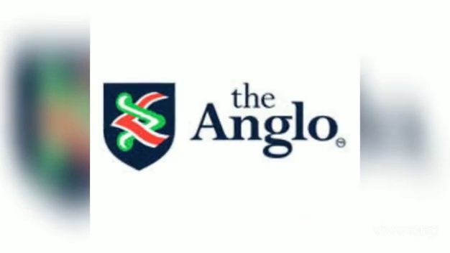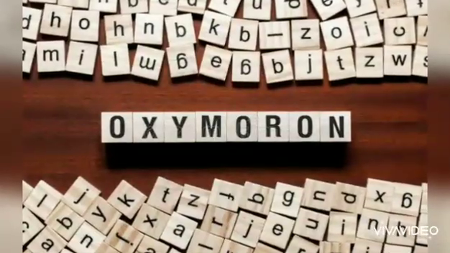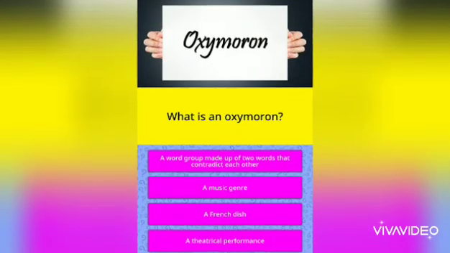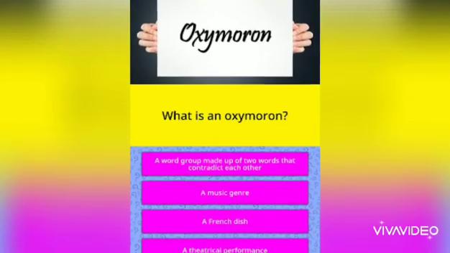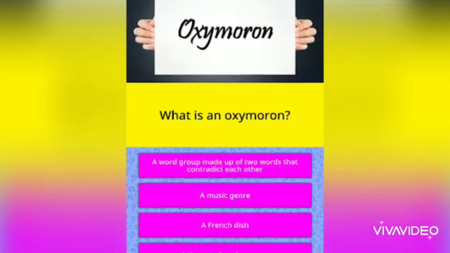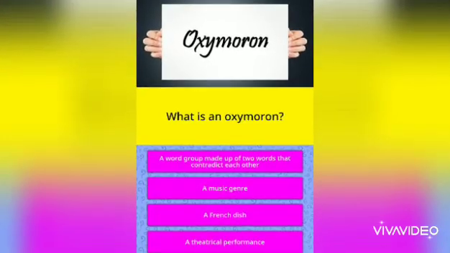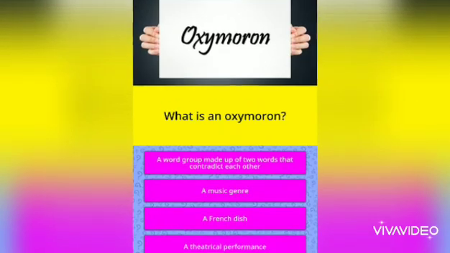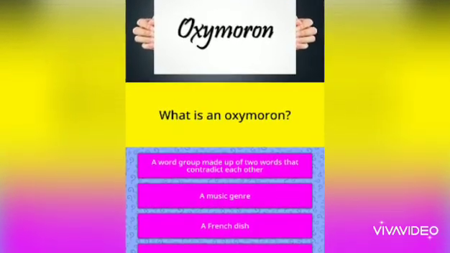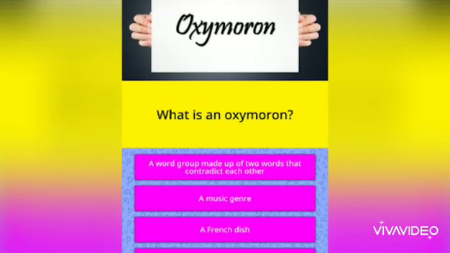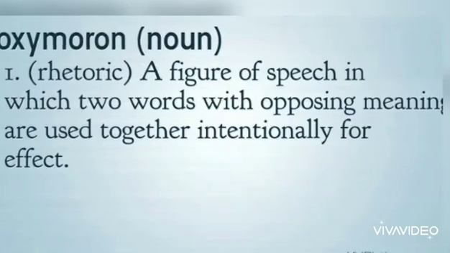Today in the Anglo classroom, we'll see the oxymoron. Let's start with what is an oxymoron? The oxymoron is a word group made of two words that contradict each other. It's a rhetorical device that uses an ostensive self-contradiction to illustrate a rhetorical point to reveal a paradox.